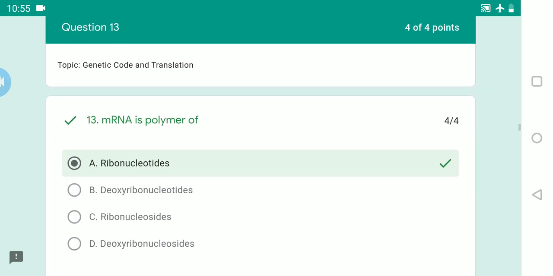Next question. This is related to the genetic code and translation. Direct question, actually: messenger RNA, that is mRNA, is a polymer of ribonucleotides. I told you, in case of the DNA, deoxyribose sugar will be present. What about in case of the RNA? Ribose sugar. So the messenger RNA is a polymer of ribonucleotides. It is actually a direct question.